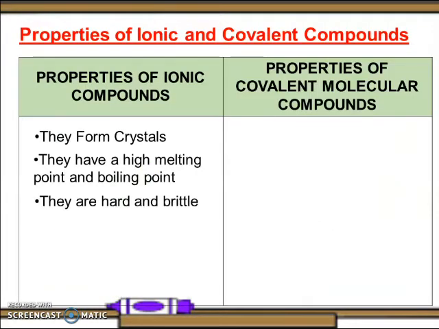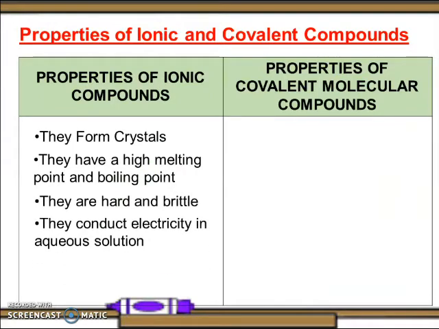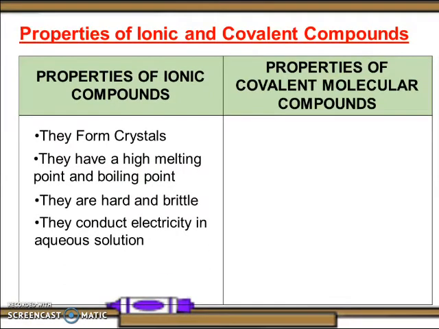Another property is they conduct electricity when dissolved in water. When ionic compounds are dissolved in water to form an aqueous solution, the cations and anions are dissociated or separated and are free to conduct electricity through the solution. These ionic substances that conduct electricity are referred to as electrolytes.